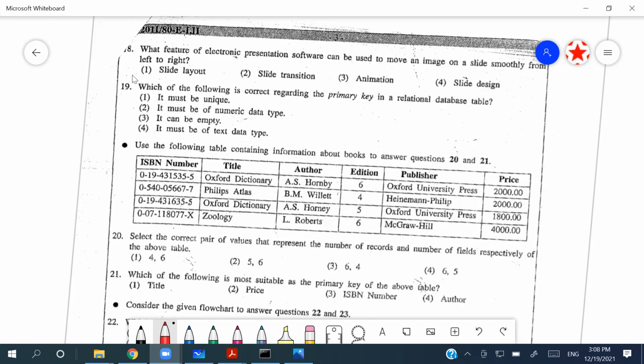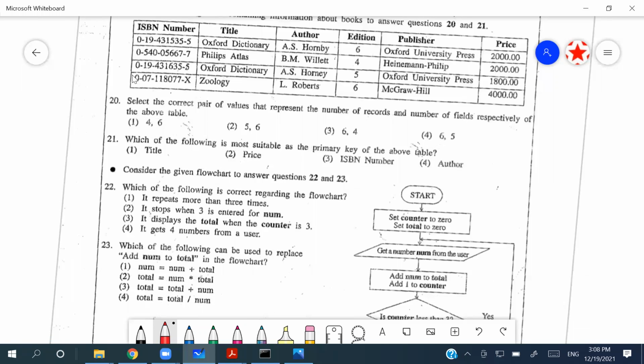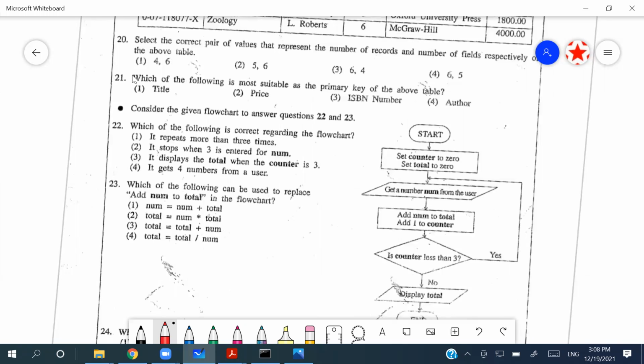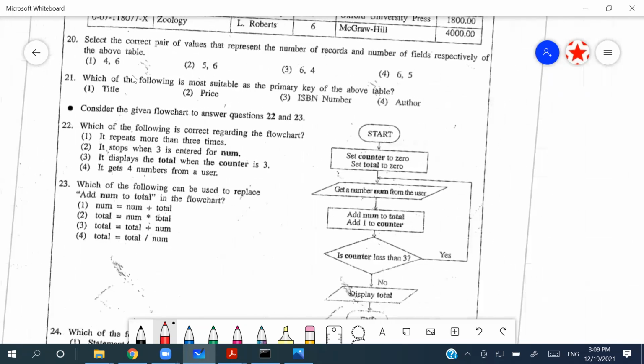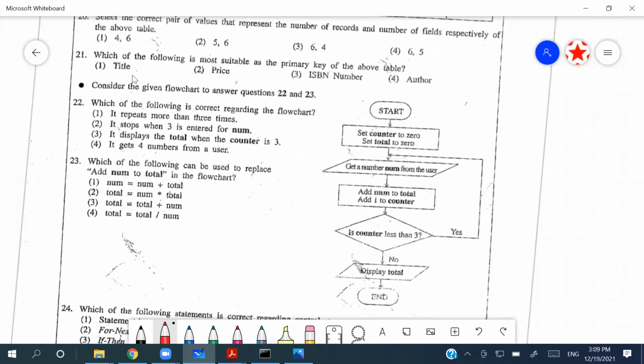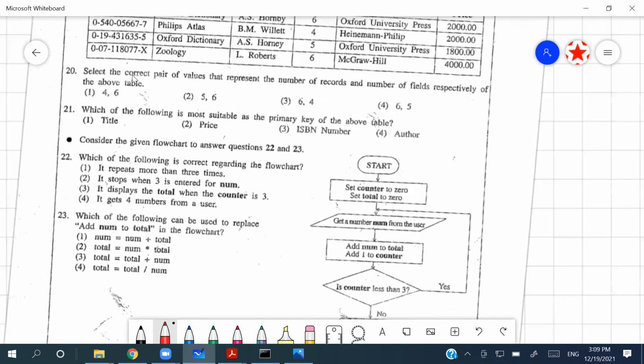All right, so the 22nd, it says, which of the following is correct regarding the flow chart? It repeats more than 3 times. It stops when 3 is entered for num. It displays the total when the counter is 3. It gets 4 numbers from a user. To recognize that, we have to go through the flow chart and see, right?